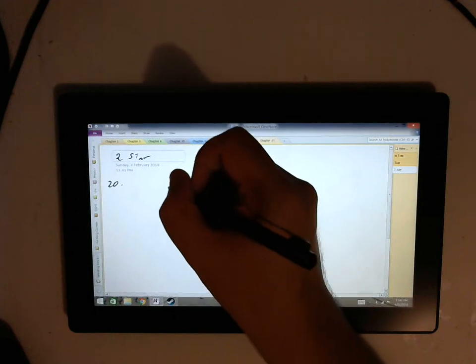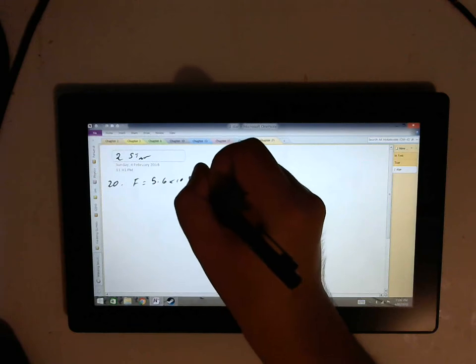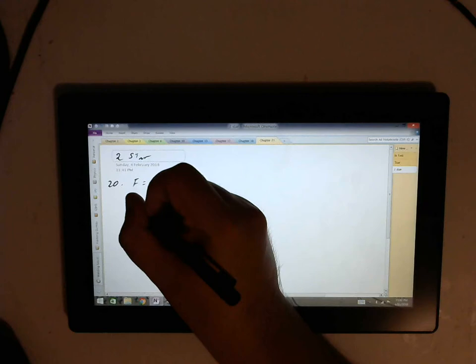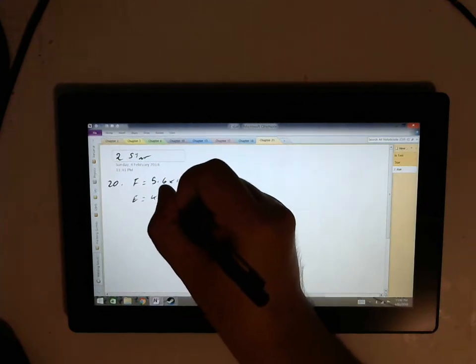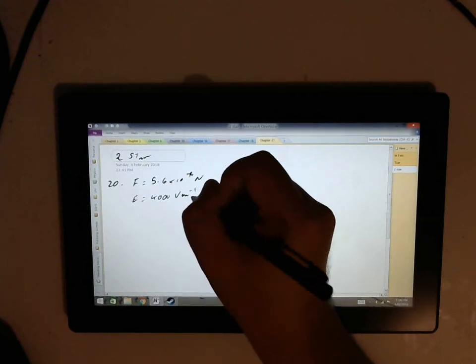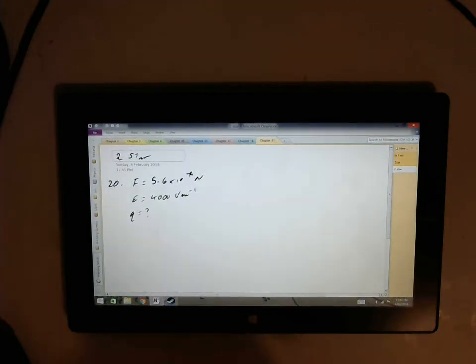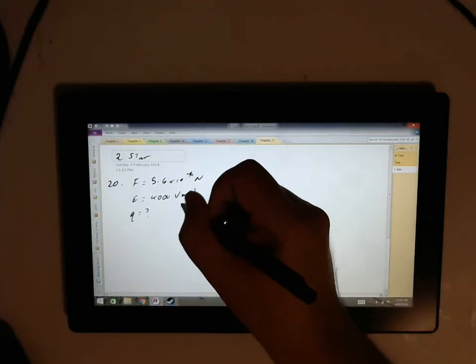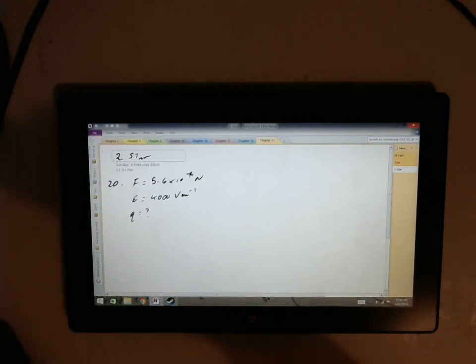So we have here force equals 5.6 times 10 to the negative 14 newtons. We have that the electric field, it's uniform, is equal to 4,000 volts per meter, and we are asked what is the charge. Now we do have an equation that links these together, so let's test that out first. I am kind of curious about this unit. I'm not 100% certain if force per coulomb is still the same unit as volts per meter, but let's see what happens.